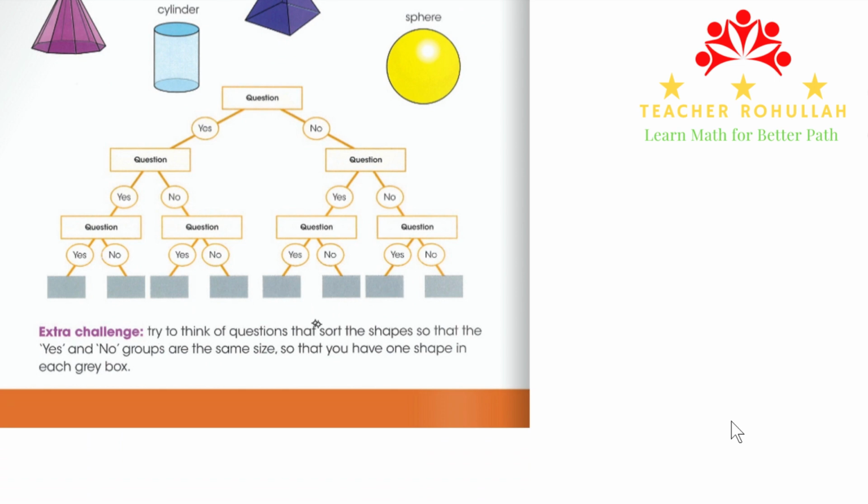Try to think of questions to sort the shapes so that the yes and no groups are the same size, so that you have one shape in each gray box. This simple tree diagram is given here, and we have 1, 2, 3, 4, 5, 6, 7, 8. We have 8 shapes and 8 gray boxes. So we have to put one of the shapes in each of these boxes. Well, let me scroll a bit up.